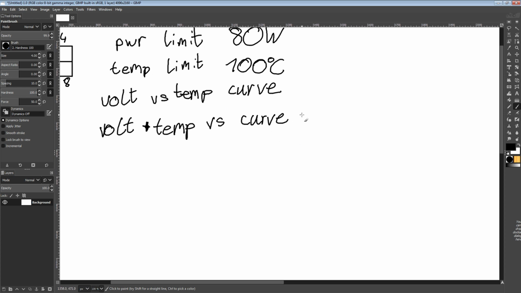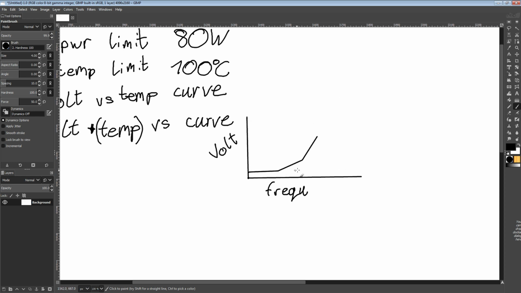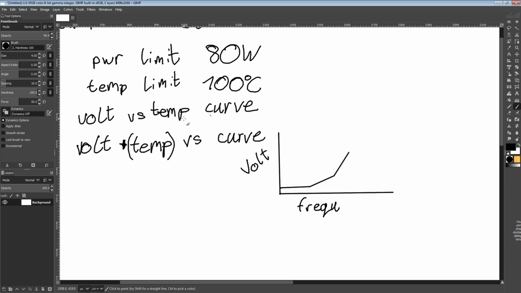So that's going to be another curve. We're just going to say that's optional. So we're going to do a volt frequency curve. Actually, no, wait. Trying to think how that'll look. Whatever, it'll be fine. Volt frequency will probably look something like that. At some point you're going to need way too much voltage to get another increase in frequency, so it's pointless.